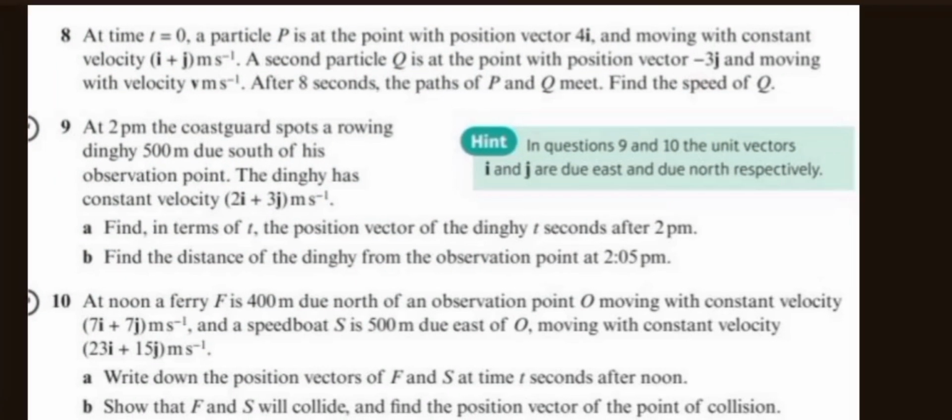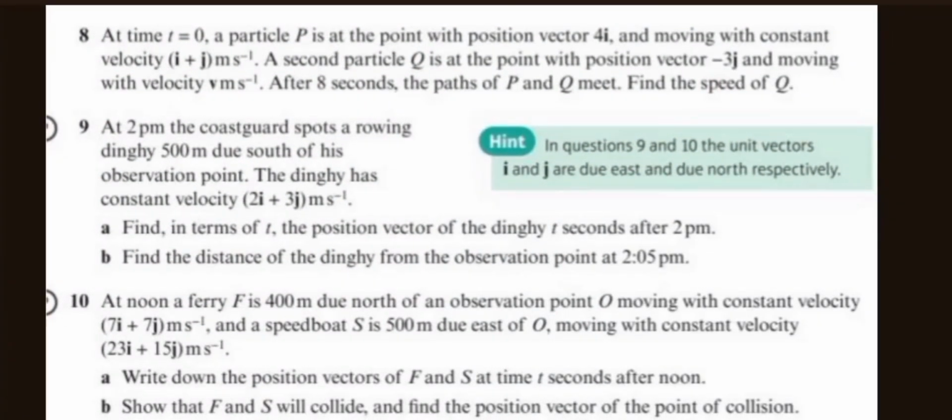Let's look at number 8. At time t equals 0, a particle P is at the point with position vector 4i and moving with constant velocity i plus j meter per second. A second particle Q is at the point with position vector minus 3j and moving with velocity v meter per second. After 8 seconds, the paths of P and Q meet. Find the speed of Q.